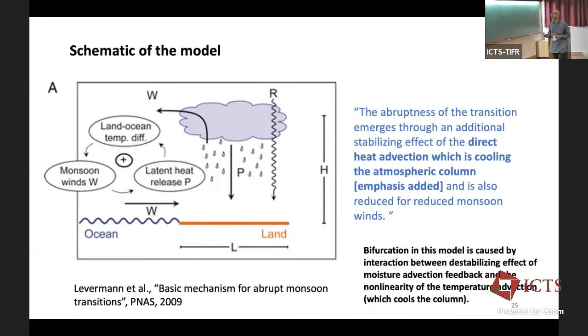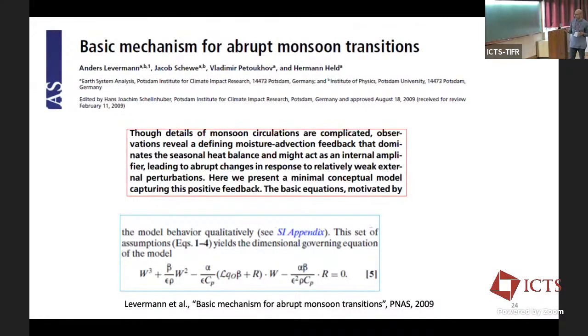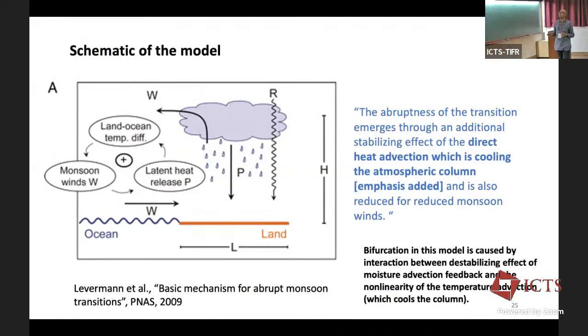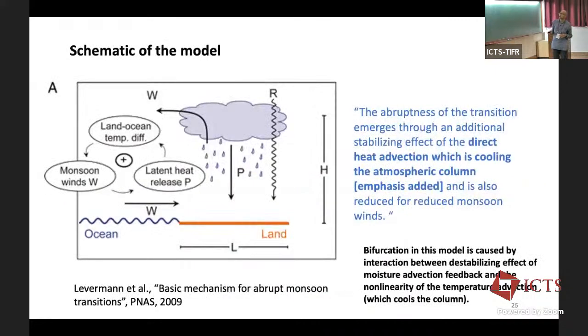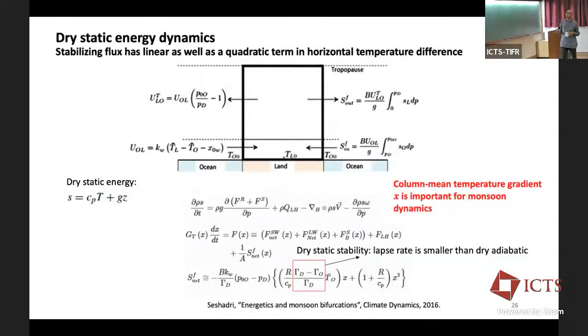So in this model, the bifurcation comes from interaction between the destabilizing effect of moisture advection, the moisture advection feedback that's being referred to here, and the nonlinearity of temperature advection, which cools this column. And we'll see a way to think about that in a moment. But I'm going to provide our view of how we think about this and then discuss some consequences for nonlinear dynamics. We're imagining this atmospheric column over land. Typically, there's convergence below, there's divergence above, and we examine the evolution of a quantity called the dry static energy within this column.